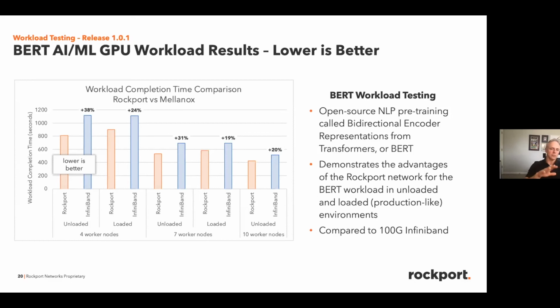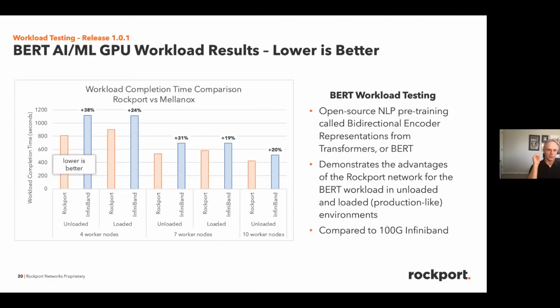And you can see here that we had a mix of some loaded and unloaded. This is a 10 node cluster where the one on the far left is 4 worker nodes and 6 congestors. The one in the middle is 7 worker nodes, 3 congestors. The one to the right is all 10 running the workload with no congestion. And what you're seeing is that, in this particular environment, the Rockport network ran anywhere from 19% faster to 38% faster. And again, I'm talking completion of the workload, not just pure bandwidth measurement or anything like that.